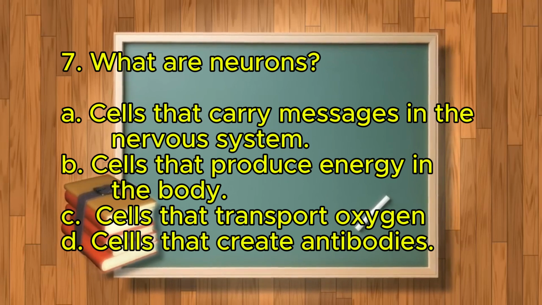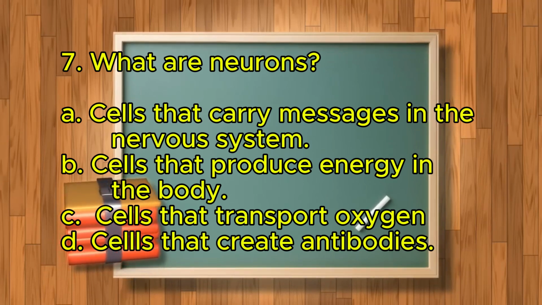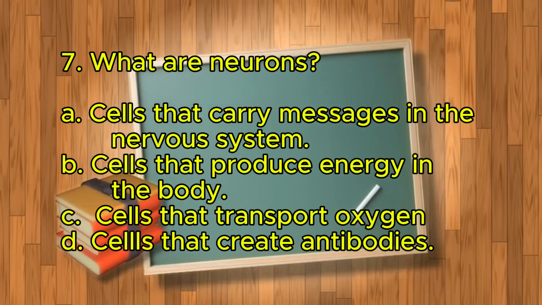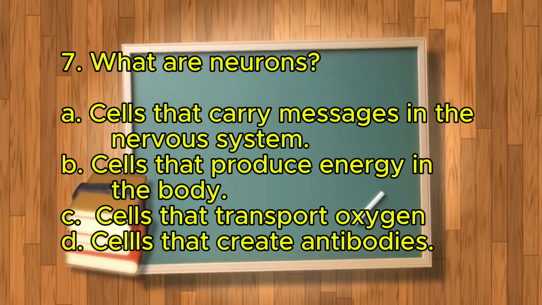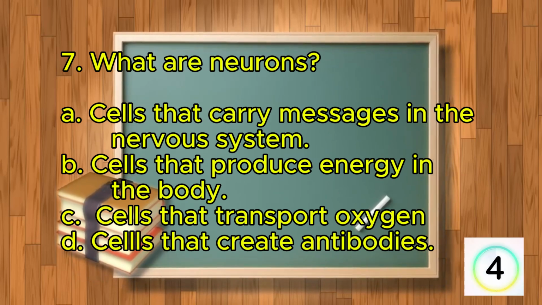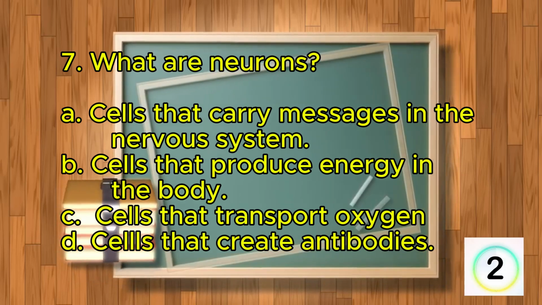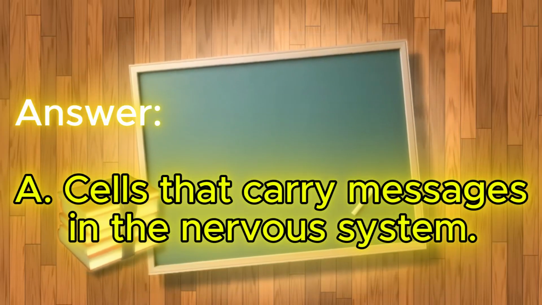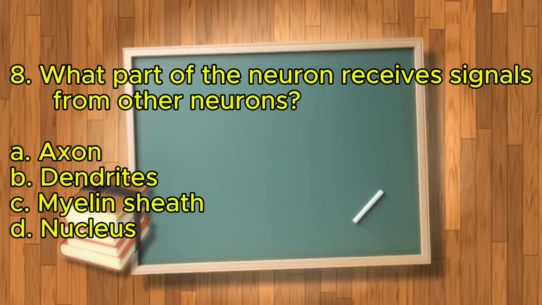A. Cells that carry messages in the nervous system. B. Cells that produce energy in the body. C. Cells that transport oxygen. D. Cells that create antibodies. Answer. A. Cells that carry messages in the nervous system.